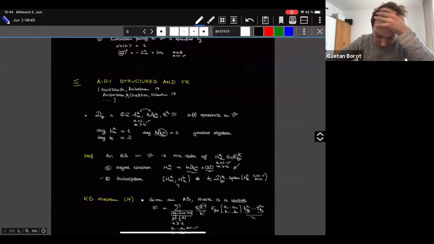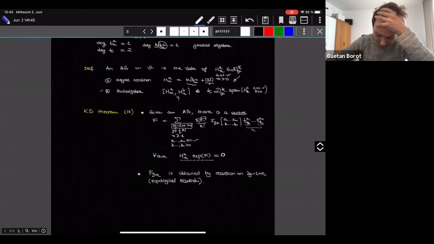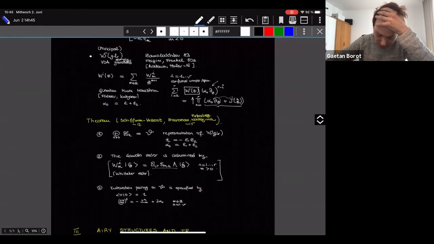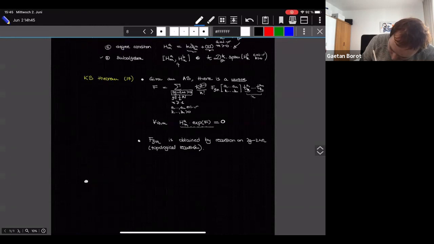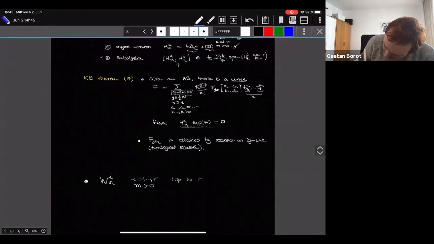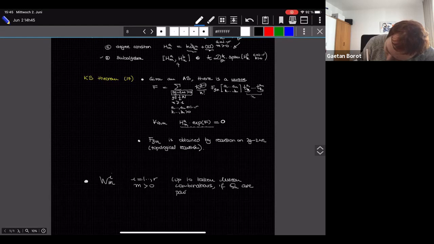Good. So that's the general theory. Now we want to apply it to compute the Gaiotto vector. So here I can take W_{i,m}, and I'm saying that W_{i,m}, up to taking linear combinations, if the q_a are pairwise distinct, form an array structure.